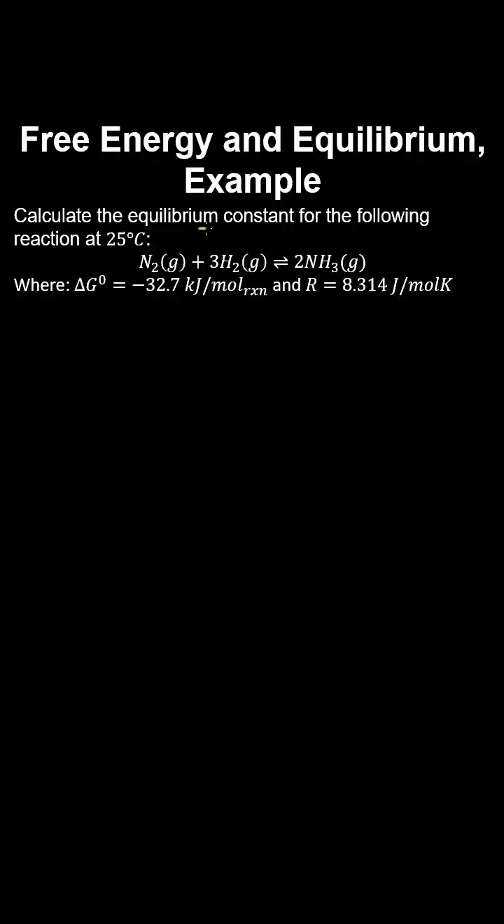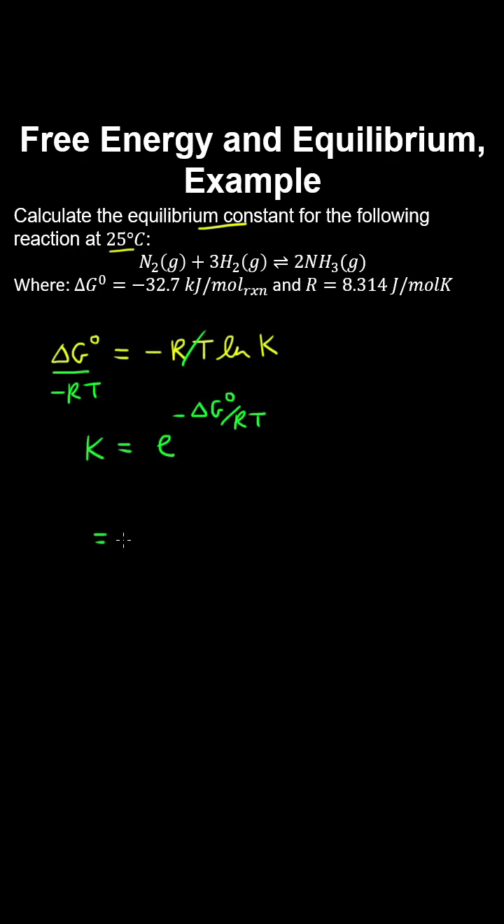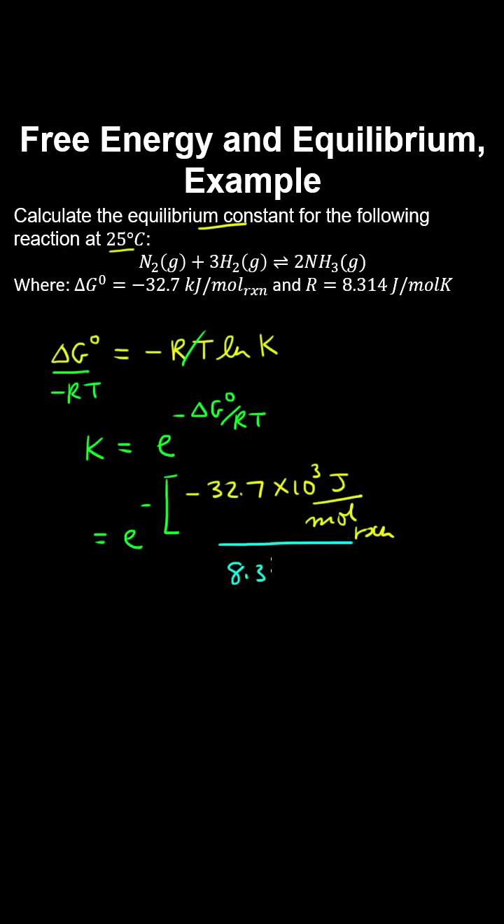Calculate the equilibrium constant for the following reaction at 25 degrees. So remember the relationship between the standard Gibbs free energy change and the equilibrium constant. And then if you divide through by minus RT and take e to the power of both sides, and now if we make our substitutions for the Gibbs free energy change, which we convert to joules per mole of reaction, and we divide this by R and multiply it by the temperature in Kelvin.